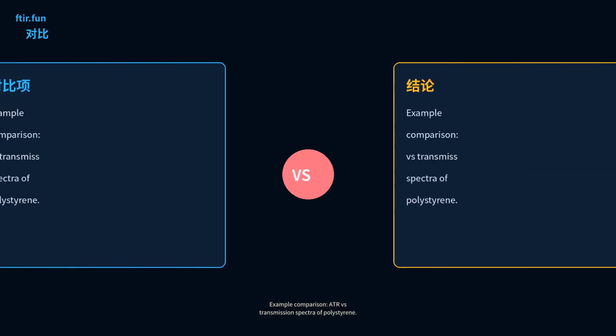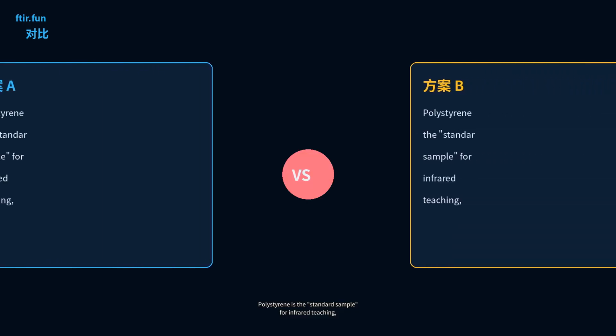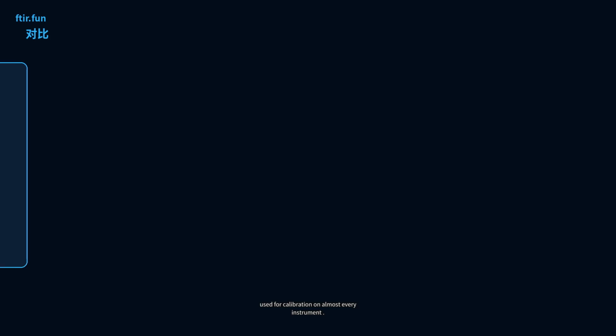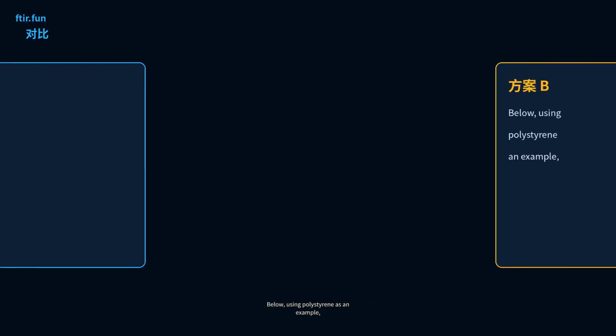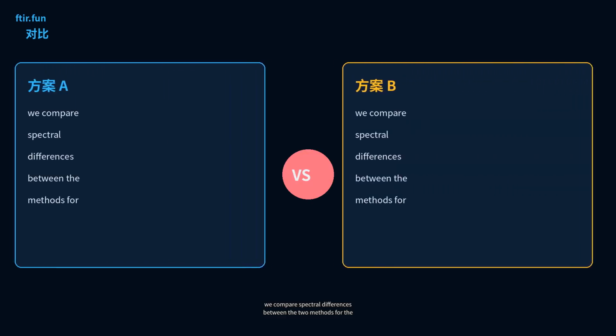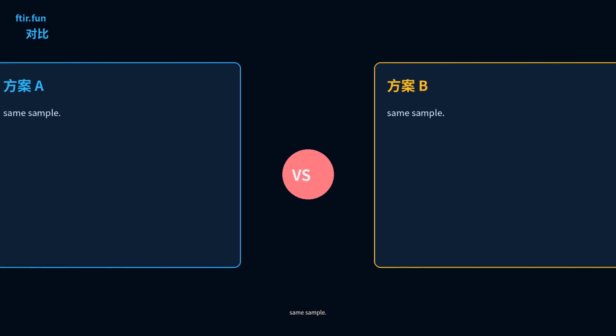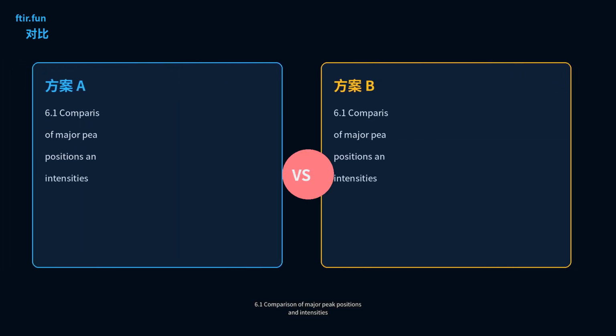Next, example comparison: ATR vs transmission spectra of polystyrene. Polystyrene is the standard sample for infrared teaching, used for calibration on almost every instrument. Below, using polystyrene as an example, we compare spectral differences between the two methods for the same sample. 6.1 Comparison of major peak positions and intensities.